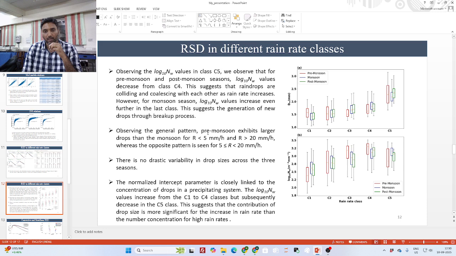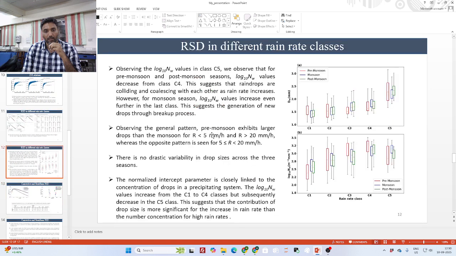Observing the general pattern, pre-monsoon exhibits larger drops than monsoon when the rain rate is less than 5 and greater than 20. But within the range between 5 and 20, monsoon contains larger drops than pre-monsoon. And the Nw is closely related to the concentration of drops, and the Nw values are increasing by going from C1 to C4, but there is a subsequent decrease in C5. This tells us an important result, that the contribution of drop size is more significant for the increase in rain rate than the number concentration over Delhi.